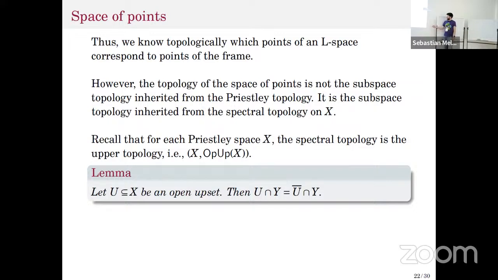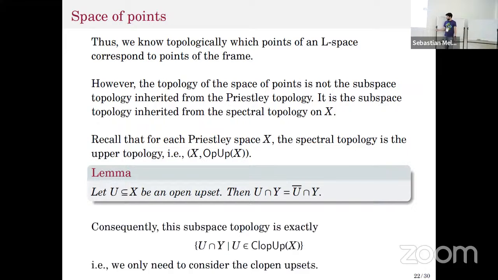I don't want to work with the subspace topology of the spectral topology. I think of this topology in a different way because of this lemma. If I have an open upset of X and I intersect it with the localic part, the closure of that open upset with the localic part is the same. The closure of an open upset does not pick up any localic points. So in fact, the topology can be defined like this: I take all the clopen upsets and intersect them with the localic part. These are exactly the elements of my frame in a way. The clopen upsets are isomorphic to the frame that I started with. So this is essentially that Stone map that we have for frames.